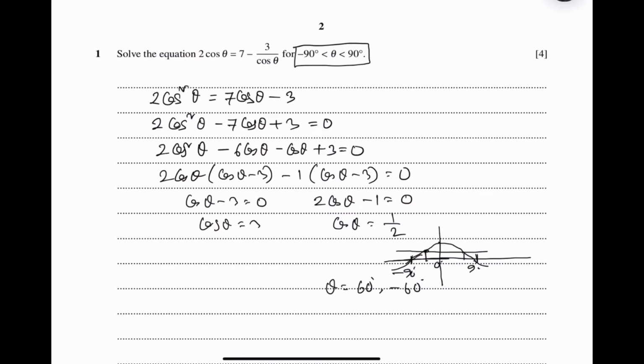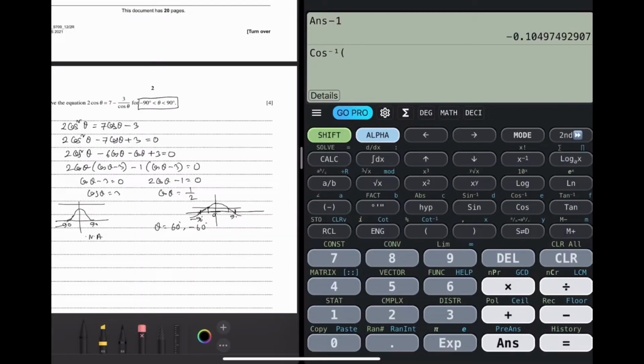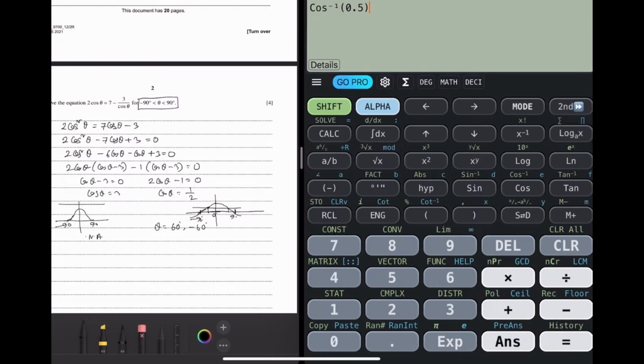Now when you are drawing the diagram, this is 90, 90, but if we draw the line parallel for cos theta equals 3, it's not meeting, so this is no solution, not acceptable. So now we can check by calculator. Cos inverse 0.5, so that is 60 degrees, so it's all right.